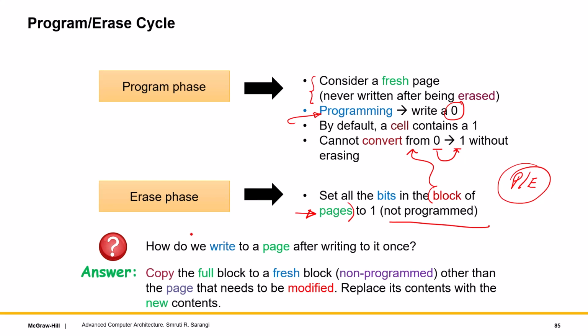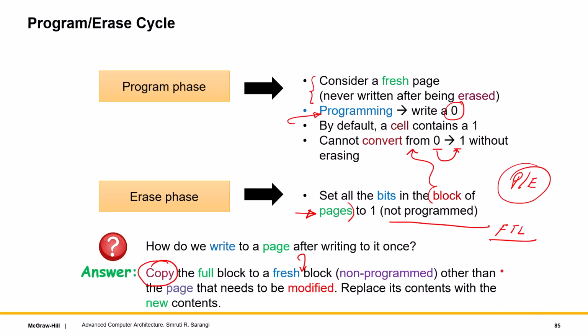So the question that we have been trying to answer is, how do we write to a page after writing to it once? Well, the first is what I just said, that you copy the full block to a fresh block, other than the page that you want to be modified, and the fresh block is something that has been erased. Then you replace its contents with the new contents. So in this case, what every flash device has is something called an FTL, or a flash translation layer.